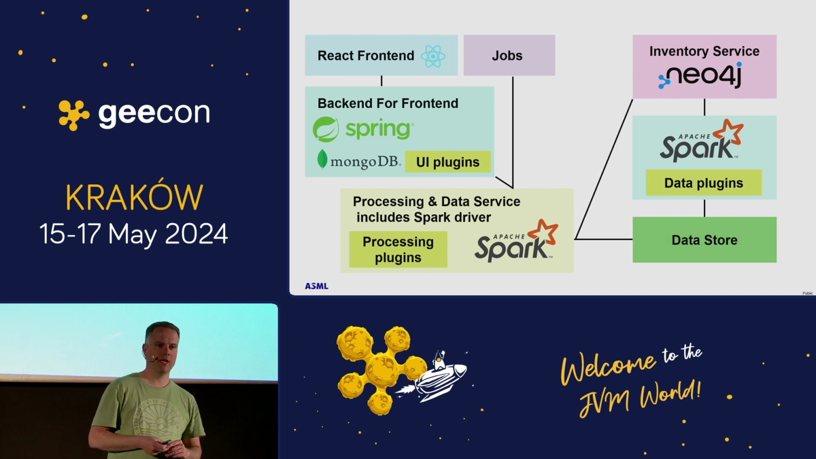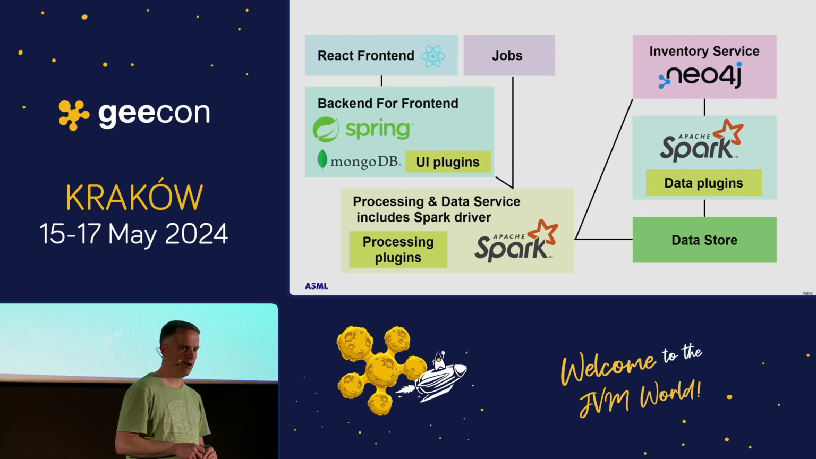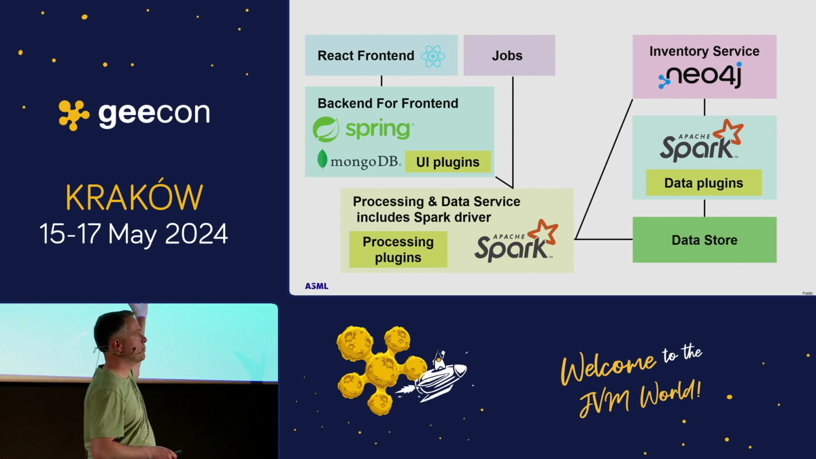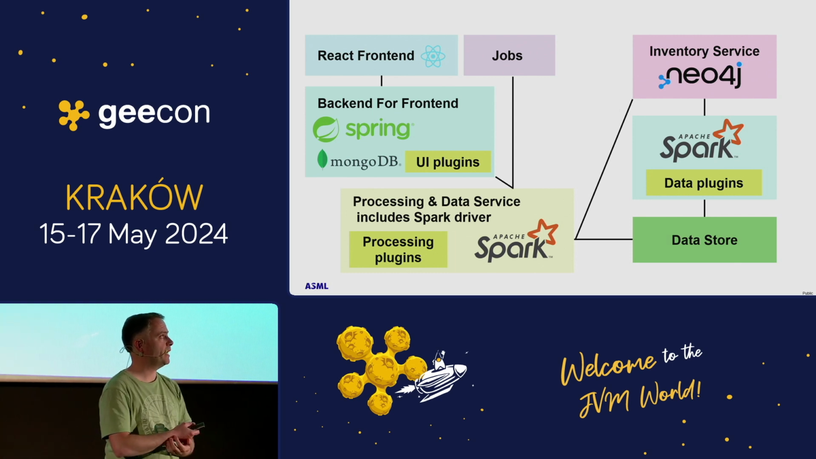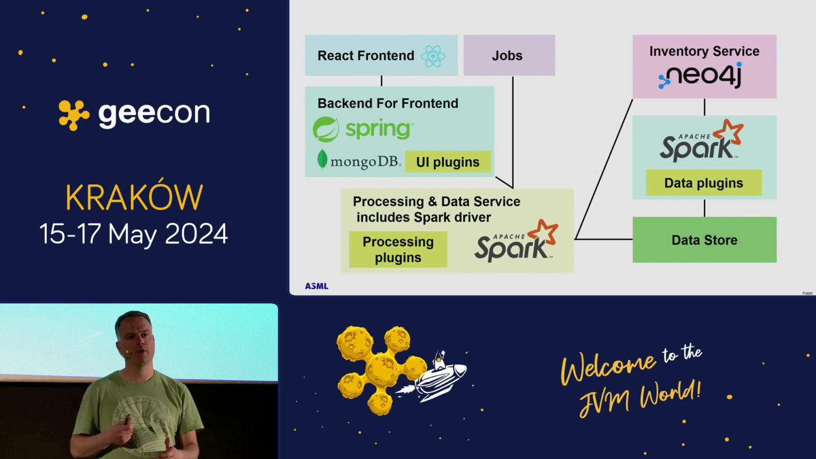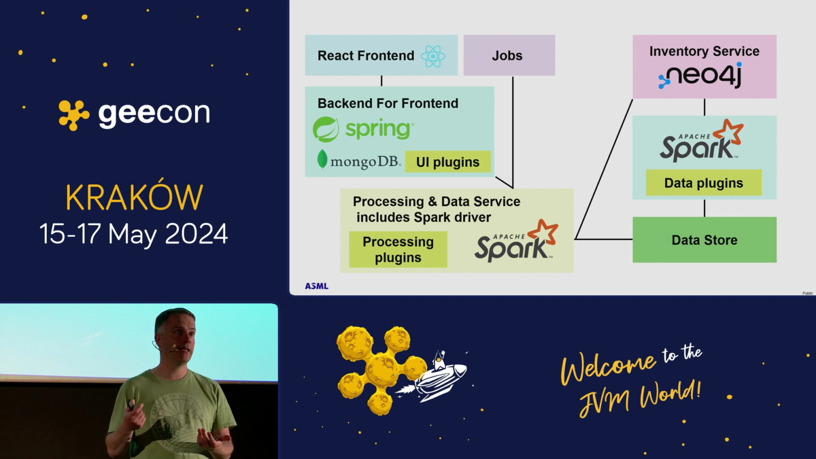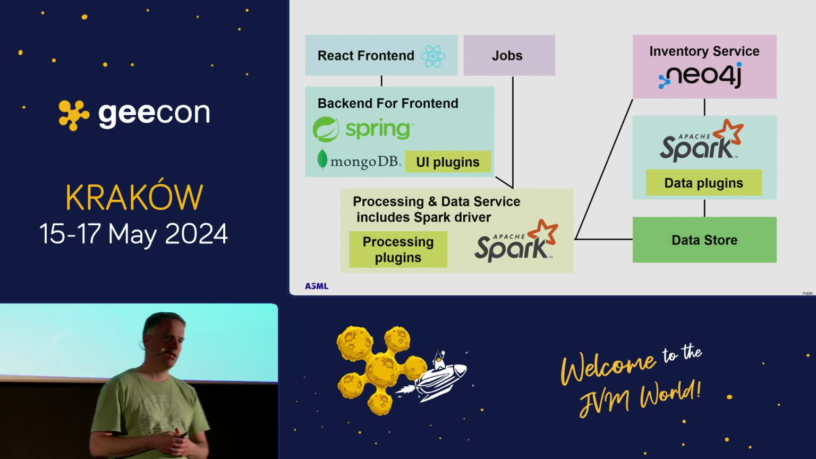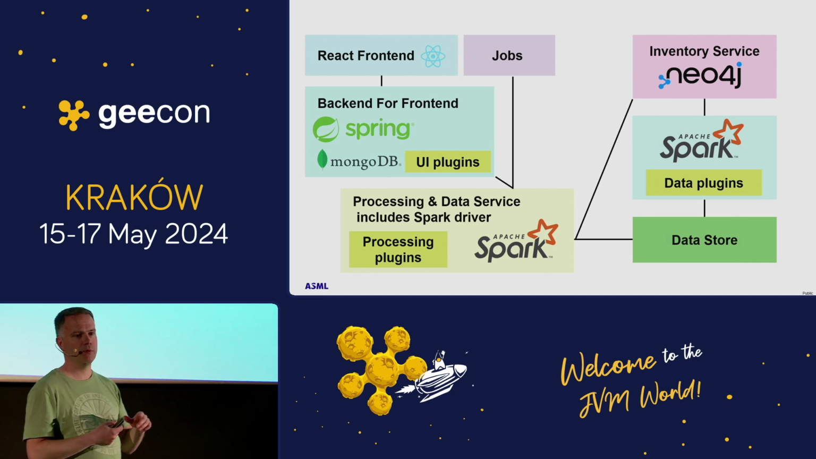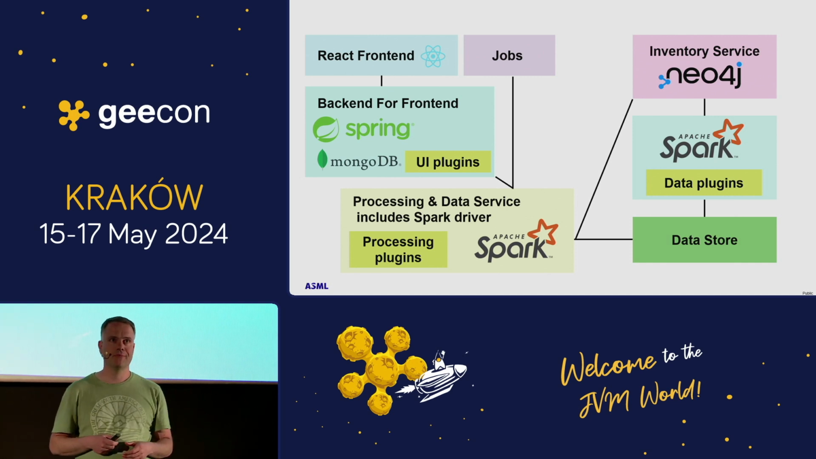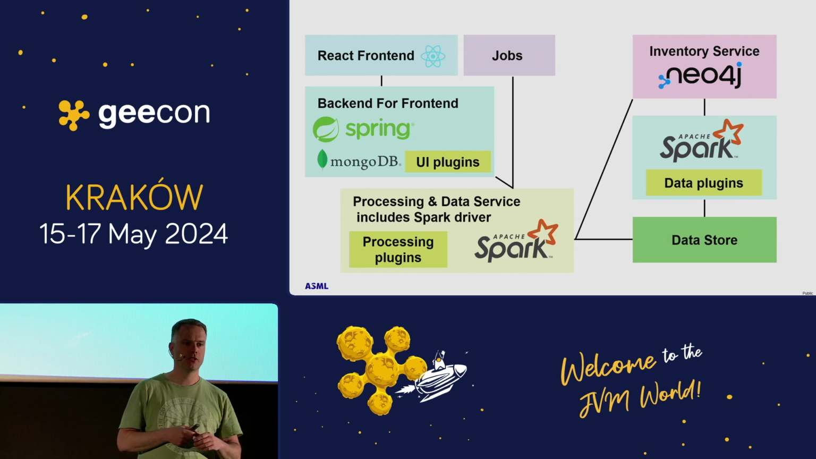To give a bit bigger view of how our platform looks like, I already explained we use Spark for the processing plugins. We're also using it for the data plugins to import all the data. So we have a data store where the raw data is being placed. We have an inventory service with metadata, so we can process that faster. We have a backend for frontend, which is built with Spring and uses MongoDB for storing things that are, for example, session information and stuff like that.